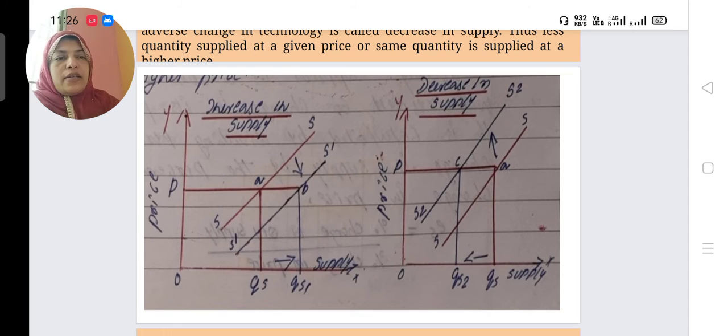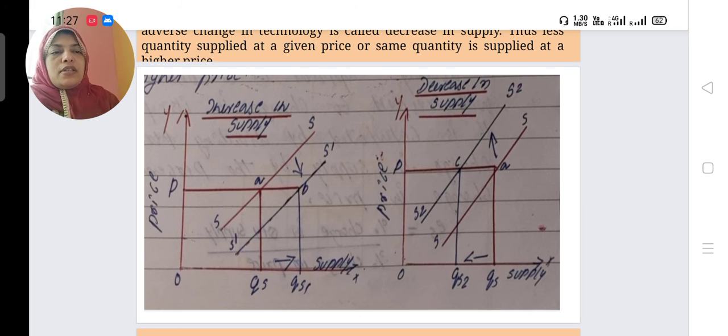Then second diagram is decrease in supply. Price is OP, same price. Already the producer supplied OQS quantity, but due to unfavorable changes in technology, increase in input price, or increase in tax, the producer decreases his level of quantity supplied to OQS2. So movement from QS to QS2 is called decrease in supply.